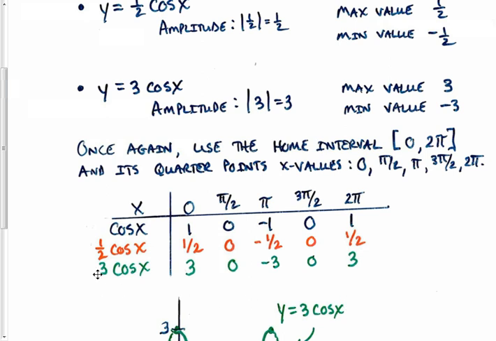And likewise for y equals 3 cosine x, our new y values are 3 times the cosine x, and the x's are up here.